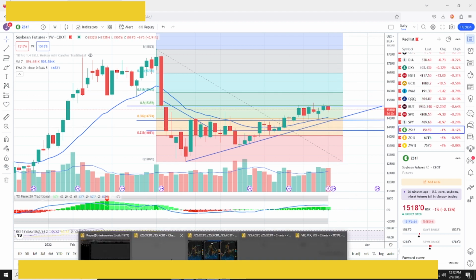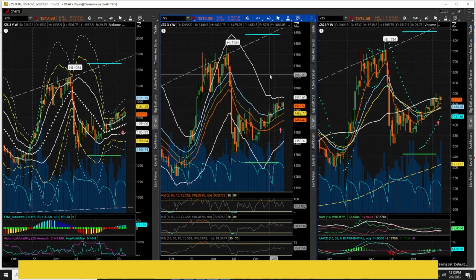Take a look at the chart on TD Ameritrade. This is also a weekly chart. I entered right here. I sold the put right here at the 1260 level, and I sold the call up here at the 1840 level.